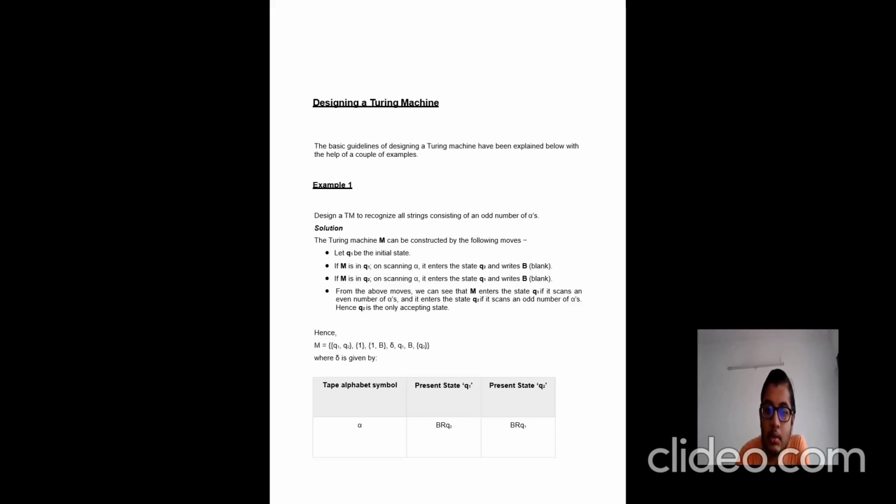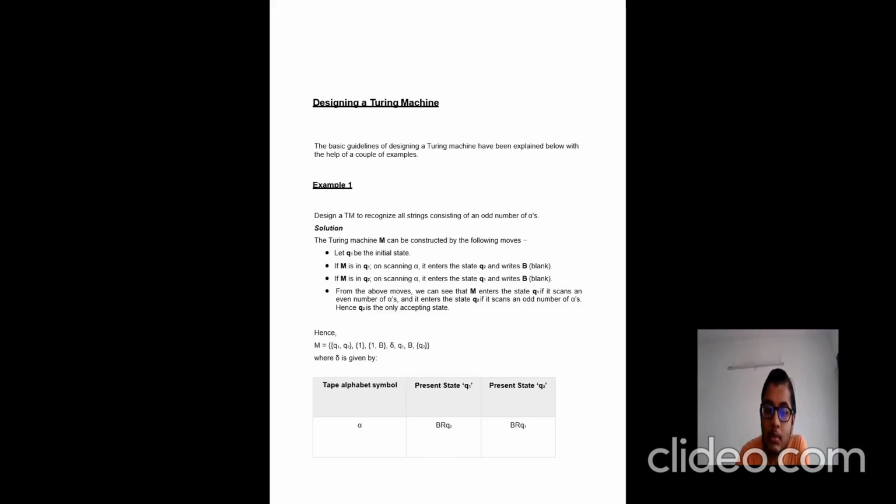Example 1. Design a Turing machine to recognize all strings consisting of an odd number of alphas. Solution. The Turing machine M can be constructed by the following moves. Let Q1 be the initial state. If M is in Q1 on scanning alpha, it enters Q2 and writes B blank. If M is in Q2 on scanning alpha, it enters the state Q1 and writes B blank. From the above moves, we can see that M enters the state Q1 if it scans an even number of alphas, and it enters the state Q2 if it scans an odd number of alphas. Hence Q2 is the only accepting state.